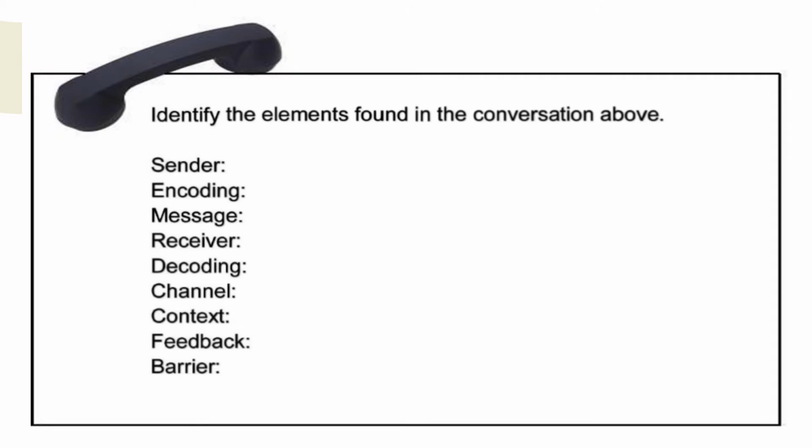Okay, identify the elements found in the conversation above. So all you have to do is to put the sender, the encoding message, the receiver, the decoding, the channel, the context, the feedback, and the barrier. If there is no barrier or no feedback, leave it blank or just write none.